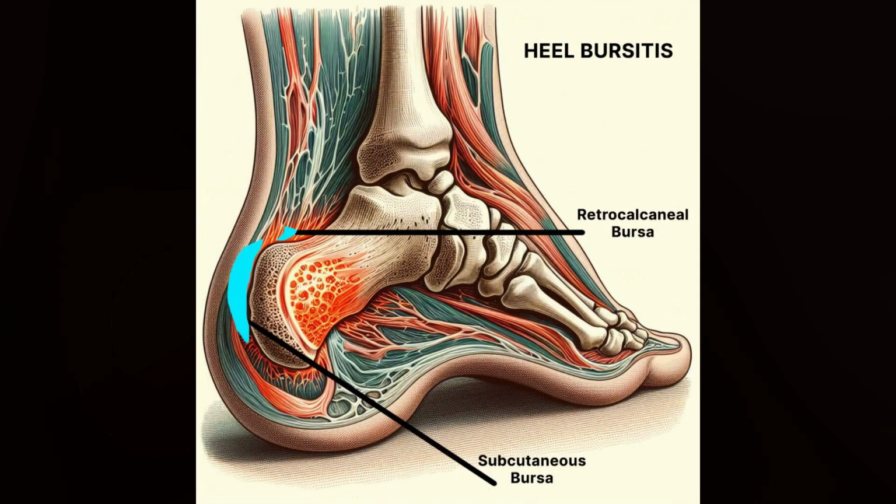Heel bursitis, also known as retrocalcaneal bursitis, occurs when the bursa located between the Achilles tendon and the heel bone, the calcaneus, becomes inflamed. This can be caused by overuse, tight footwear, or underlying conditions such as Haglund's deformity.